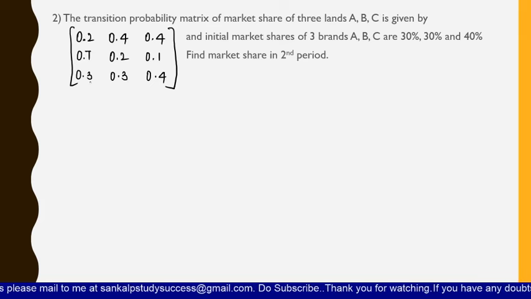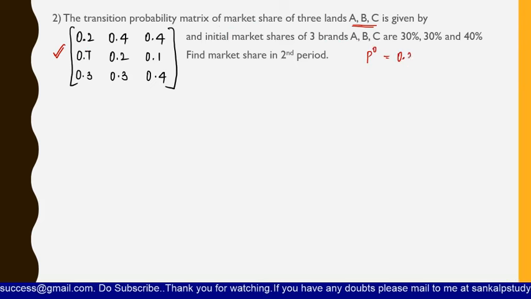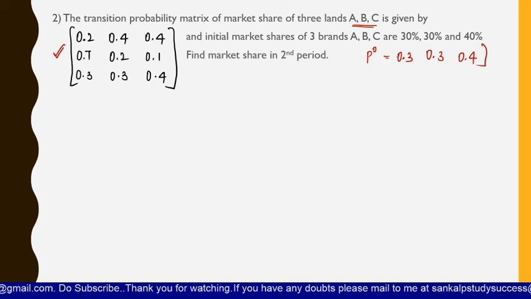Here, the transition probability matrix of market share of 3 brands A, B, C is given by this transition probability matrix. Here the initial market shares of the 3 brands are given. That means we have P to the power of 0, which is equal to 0.3, 0.3 and 0.4. This is the initial probability matrix which is already given in the question. Now we need to find the market share in the second period.